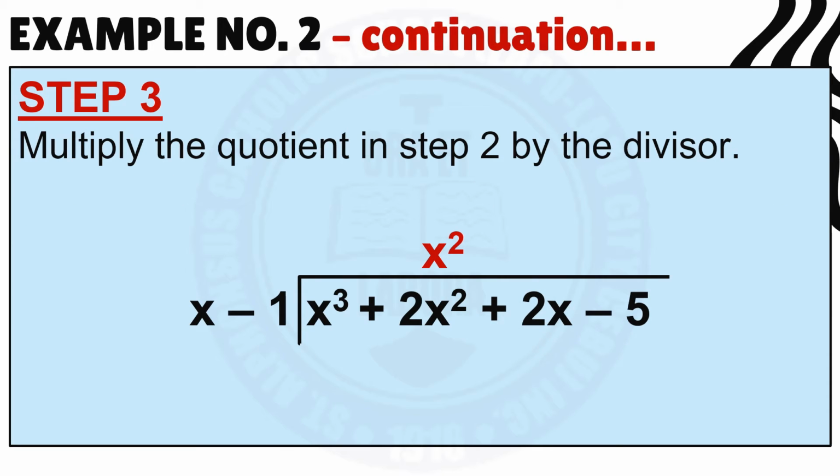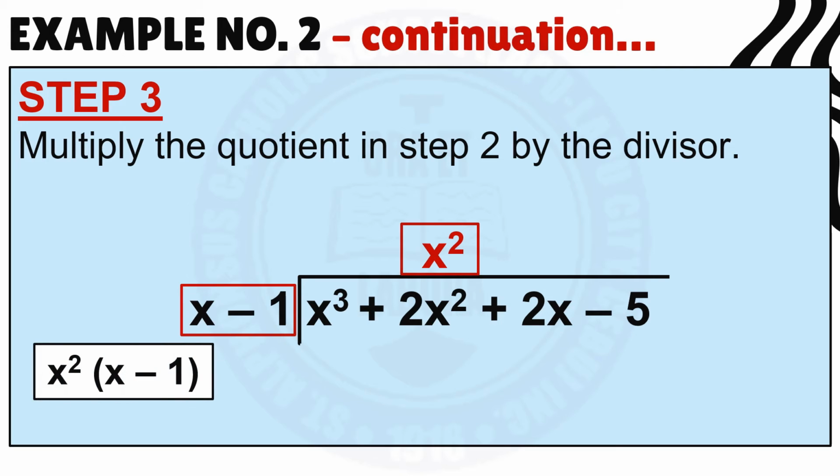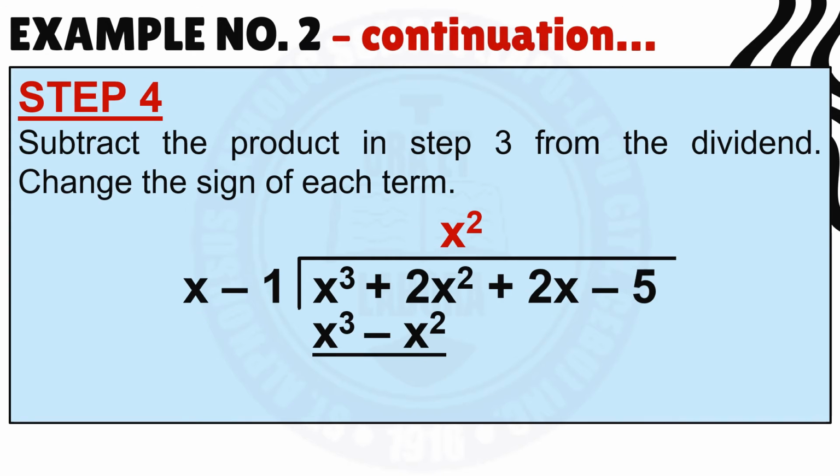Then step 3, multiply the quotient x squared to our divisor x minus 1. So applying the distributive property of multiplication, we have here x squared times x, and x squared times negative 1, so it gives us the result of x cubed minus x squared.